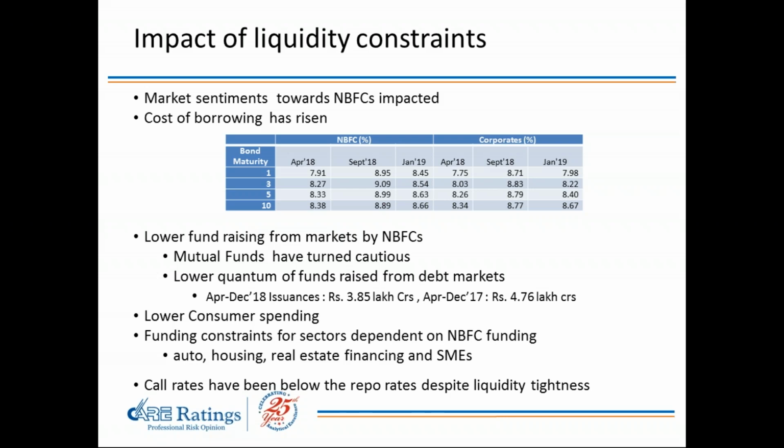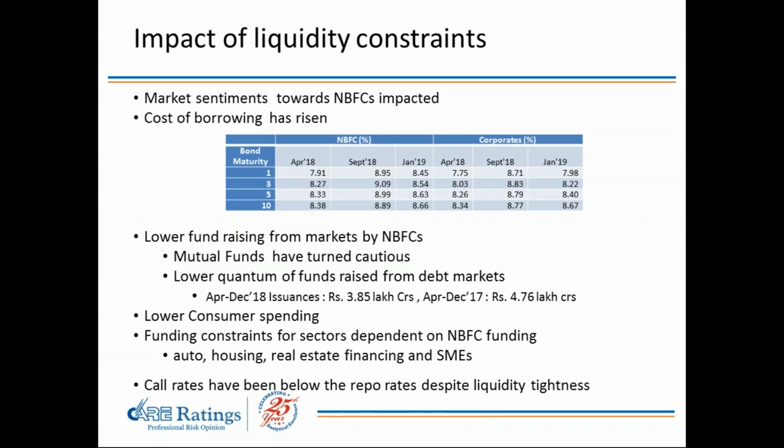NBFCs are the largest borrowers in the financial system, and banks are the largest source of funds for NBFCs, followed by mutual funds. Following the default by a key NBFC, banks reduced their lending to the segment. This in turn impacted market sentiments towards NBFCs and raised their cost of borrowing. As can be seen in the table here, the yields of AAA rated bonds for NBFCs and corporates, which is based on the spread over G-Sec, have risen across maturities from April 2018.